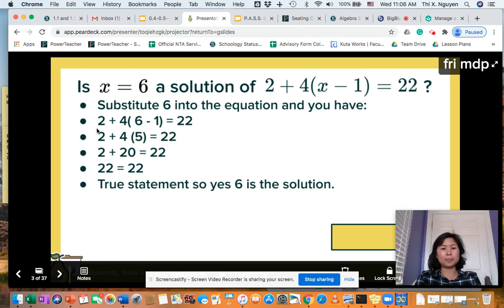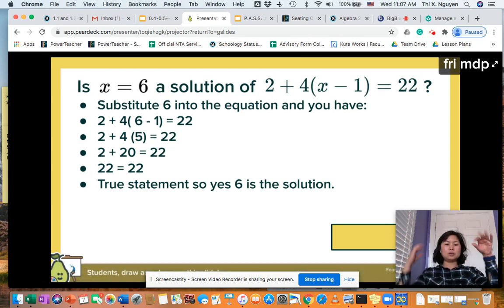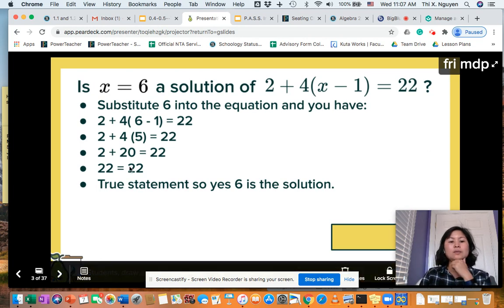If you plug it in, this is what you end up with: 2 plus 4, parenthesis, 6 minus 1, parenthesis, equals 22. Order of operations, I would do the inside parenthesis first. 6 minus 1 gives me 5. Then I would do multiplication, which is 20. 2 plus 20 is 22. It is a true statement, so yes, 6 is a solution. So here are the two options. If you do everything you're supposed to do on both sides, you simplify everything, and your final answers are 22 and 22, that means yes, it is true, and it is the solution.